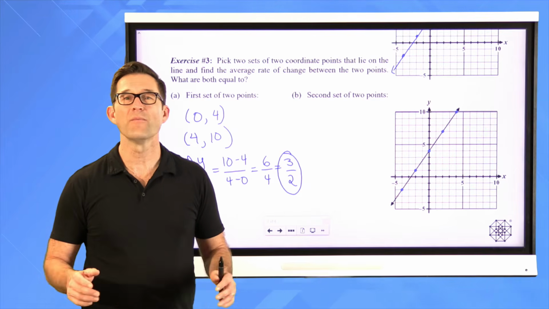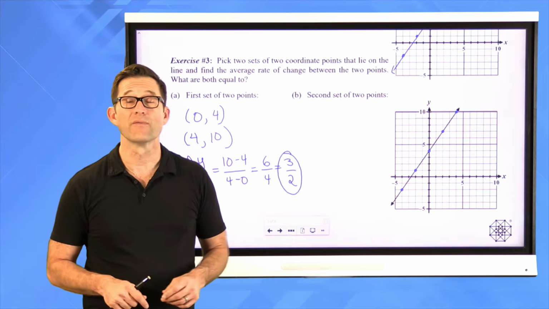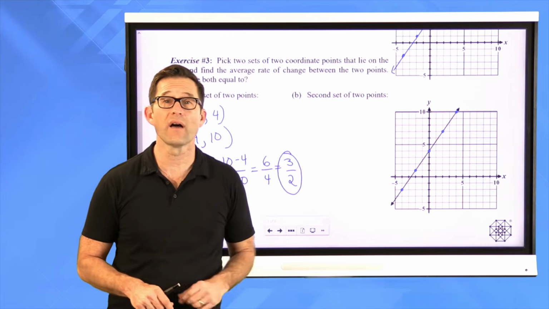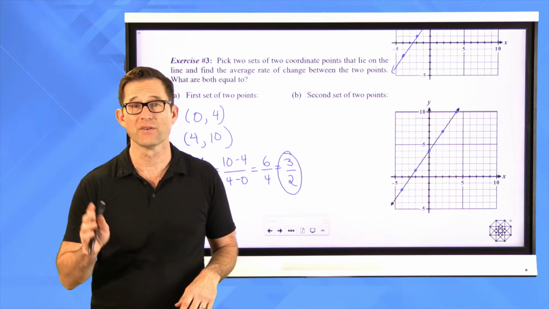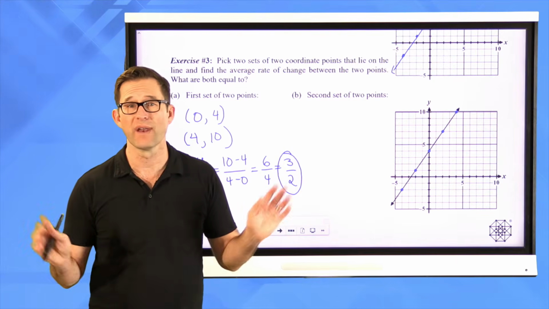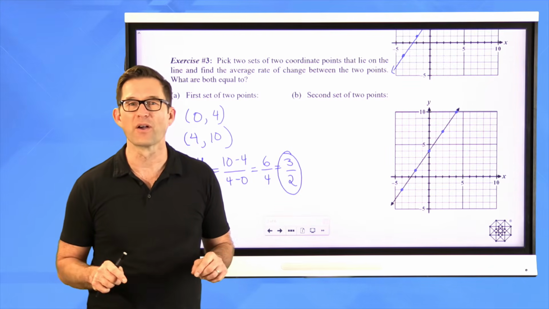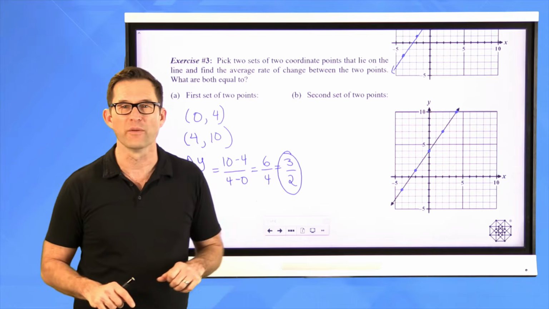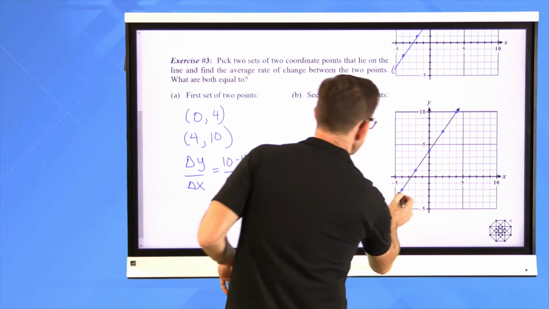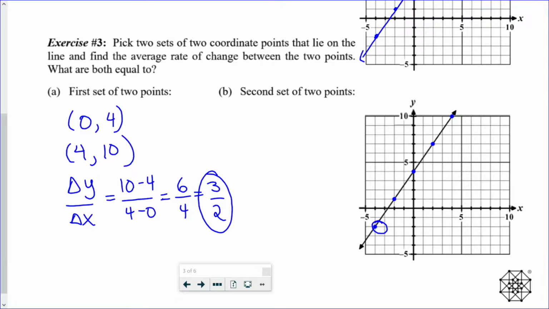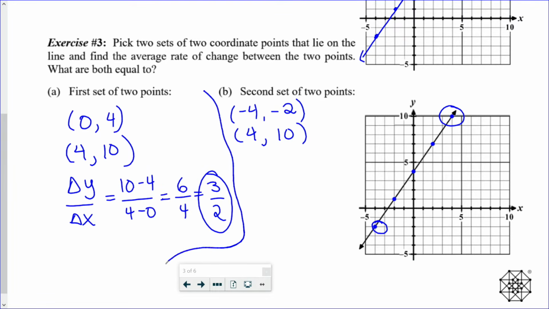All right, well, look, the easiest thing is to take two consecutive points that lie on the line, and that's fine. The only thing there is you'll definitely get 3/2, and you won't even have to reduce it. So I'm going to grab a couple that are far apart from each other. In fact, I'd like to grab this point down here, which is at (-4, -2), and I think I'm going to grab the one way up here, which is at (4, 10). I'm going to calculate my average rate of change there.